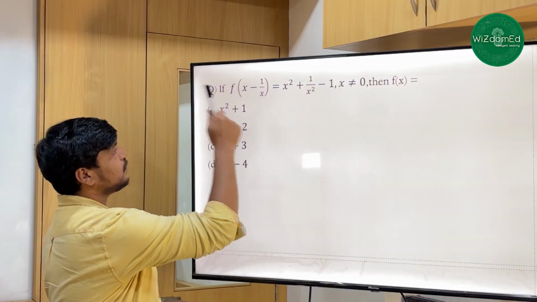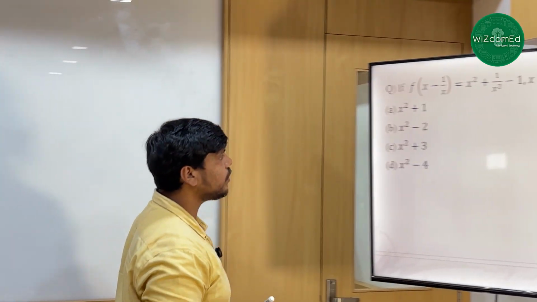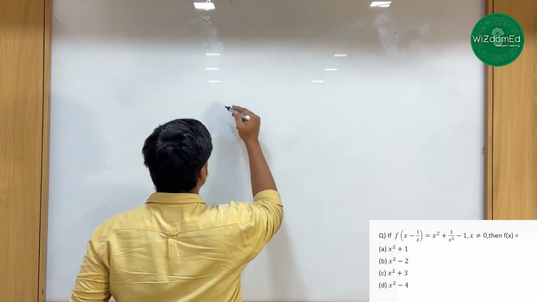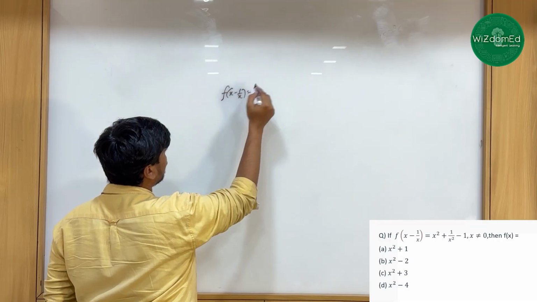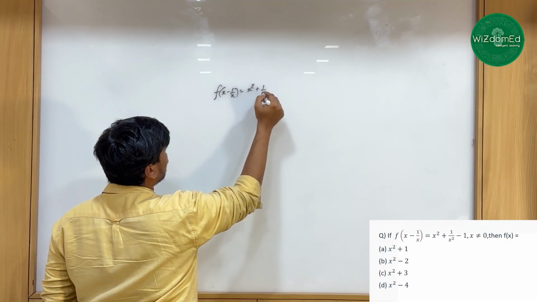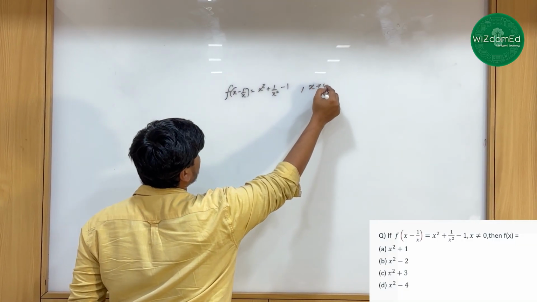Alright guys, the function is f of x minus 1 over x is equal to x square plus 1 over x square minus 1. And as this is in the denominator, clearly we cannot take x is equal to 0, otherwise this will become infinity and the function is not defined. So this is the given condition, and they're asking what would be the f of x. Now let's try to understand how to solve this one. What is given to us? We have f of x minus 1 over x is equal to x square plus 1 over x square minus 1. And x cannot be equal to 0 for obvious reasons.